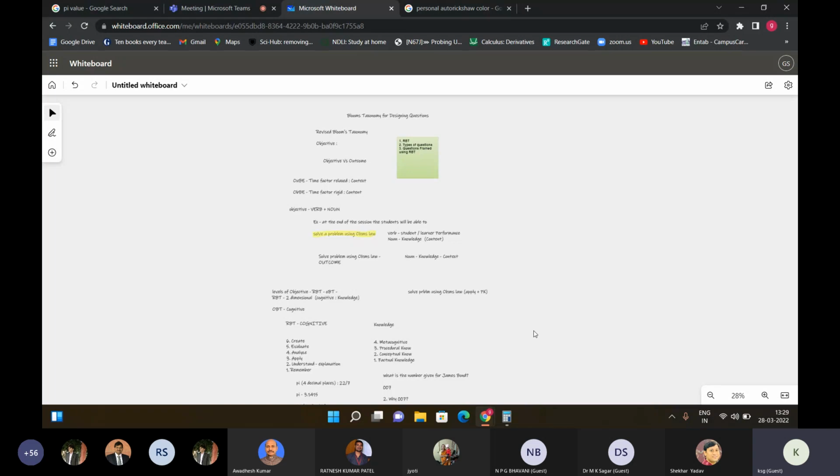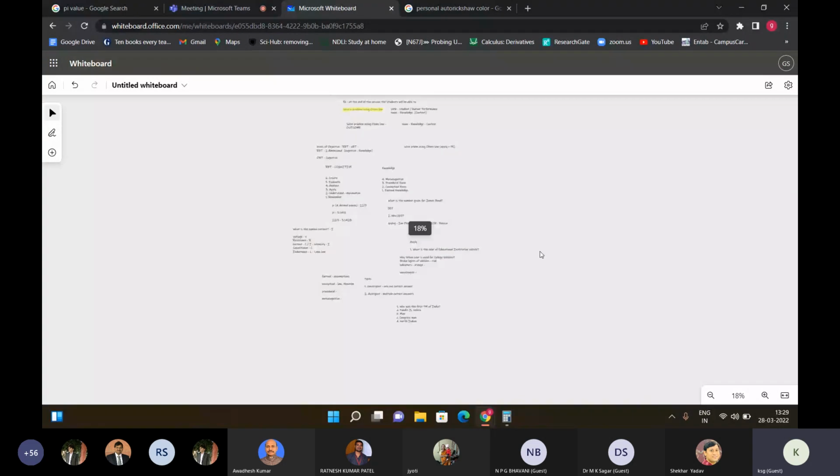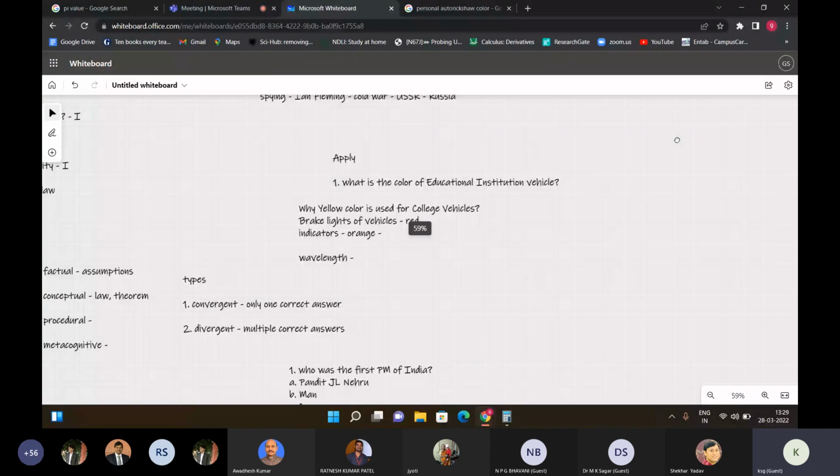And especially in the revised Bloom's taxonomy, there are two dimensions. One is the cognitive dimension, the other one is the knowledge dimension. Under the cognitive dimension, there are 6 levels. It starts with remember, understand, apply, analyze, evaluate, and create. And the knowledge dimension starts with factual knowledge. It goes up to conceptual, procedural, and metacognitive knowledge. And we have also had discussions related to the examples for each and every level.